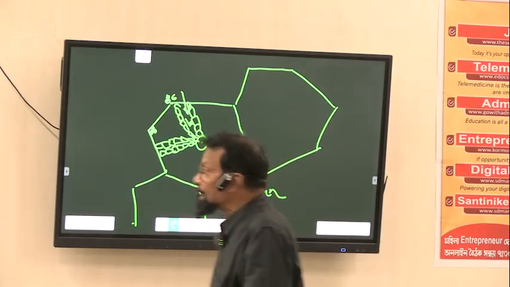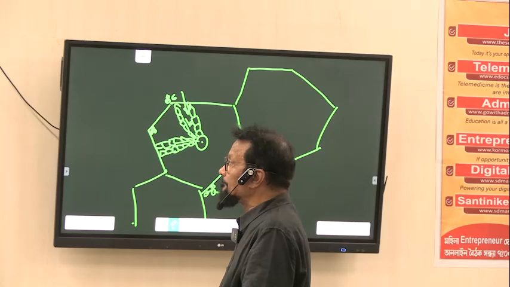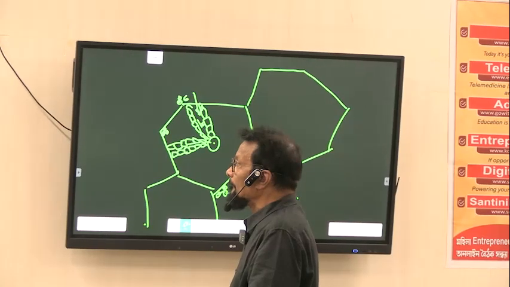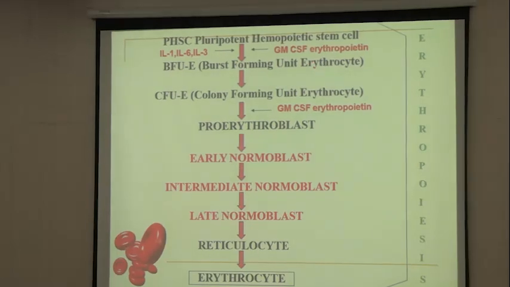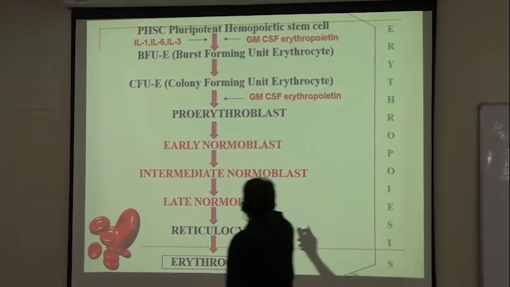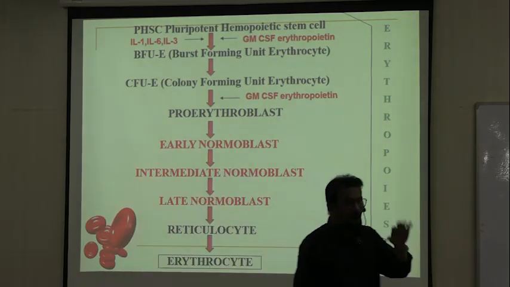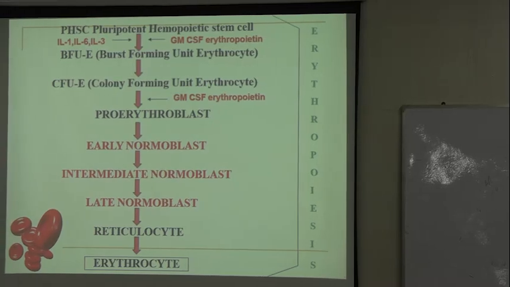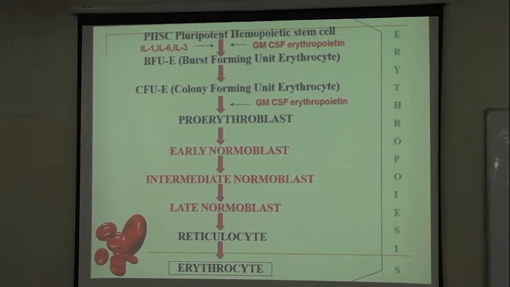Now this erythropoietin stimulates these cells to form these cells, and they also help in the transformation of these cells to erythrocytes. Division as well as transformation, both are helped by erythropoietin. And it also stimulates early release of reticulocytes into the circulation.